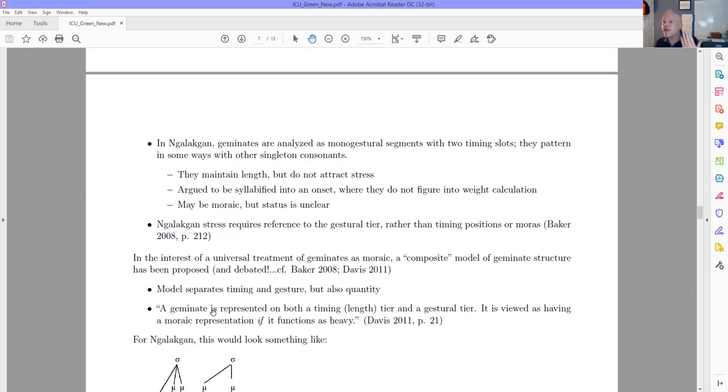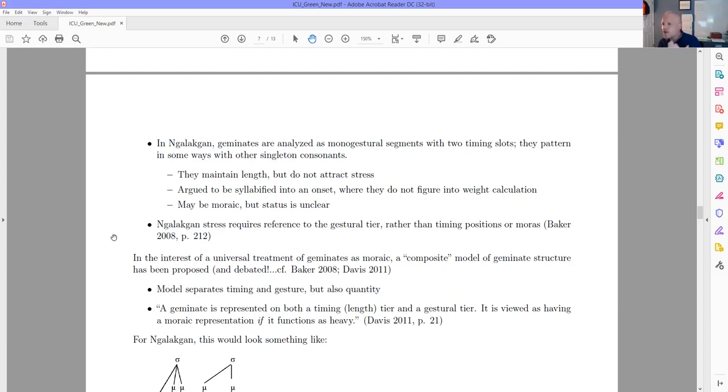And so he leaves it open as to whether or not they're actually moraic, because again, in an onset, there would be a constraint in the language, unlike some others, where the mora wouldn't be calculated or counted towards weight in the onset. The argument that Baker makes is that Galakan stress requires reference to the gestural tier rather than to timing positions or to moras.